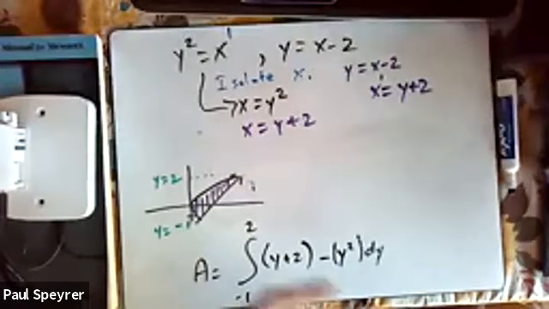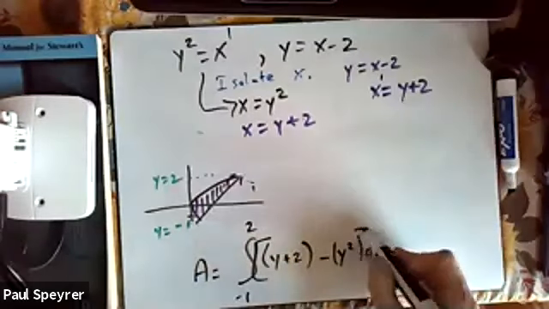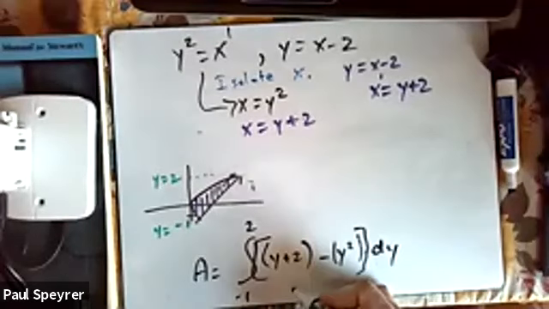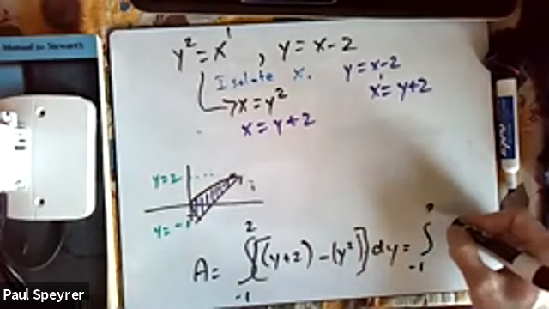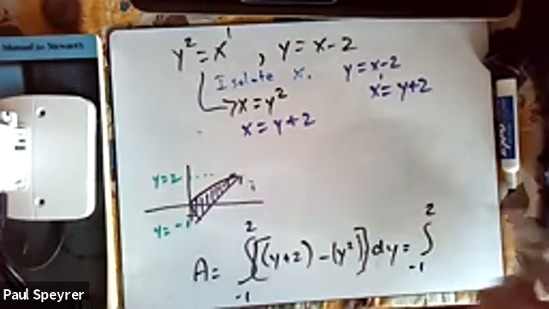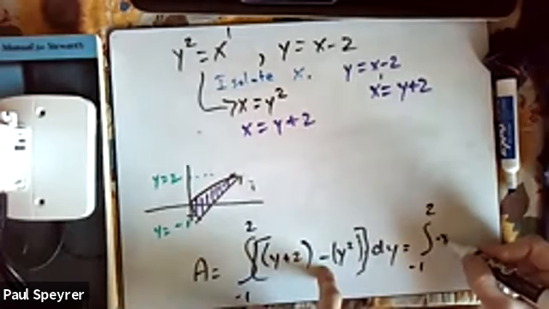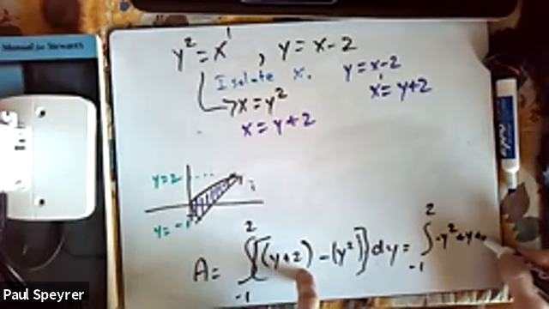Now that we have this, we can go there and begin to integrate. But before we do that, though, I'm just going to drop the parentheses and put it in descending order. This is negative y squared. That's the dominant term, so that comes first. And then plus y plus 2. And then we have dy.